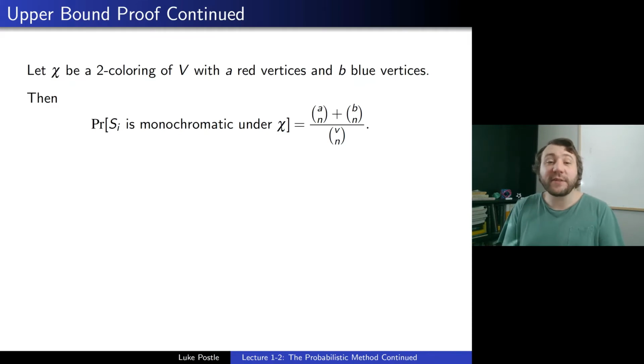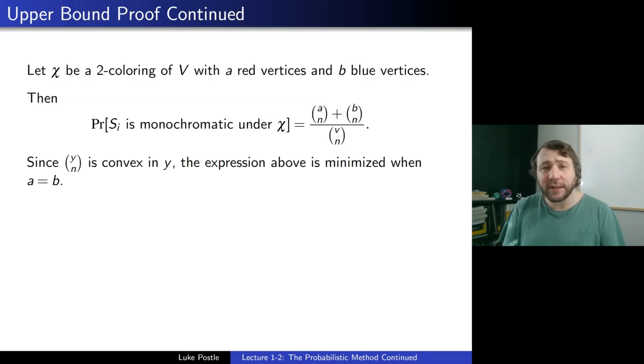Why is that? Well, there's V choose n possible n-sets of V elements. And then what are the monochromatic options? Well, if I have A red vertices, there's A choose n subsets that are red, and then there's B choose n subsets that are blue. These are the only options that get you monochromatic, so we sum them. Now that's a little bit unwieldy to use. We're going to create a uniform lower bound by noting that y choose n, this binomial, is convex in the variable y, which then in turn means that the expression above is minimized when A equals B, just by the definition of convexity.